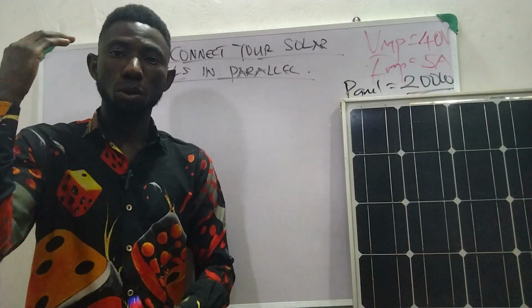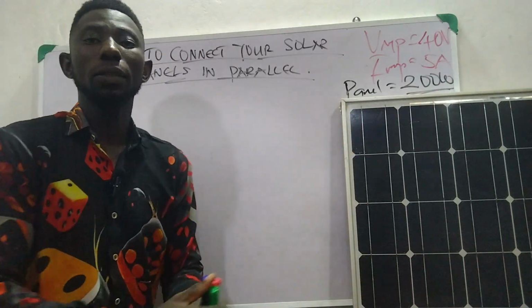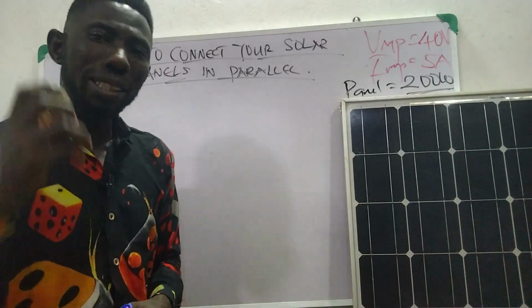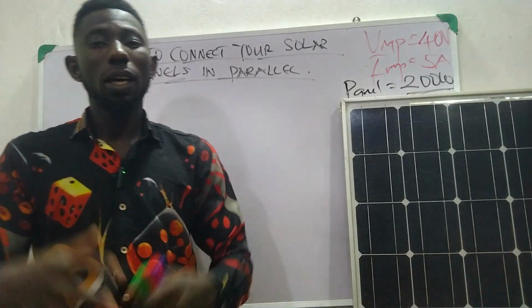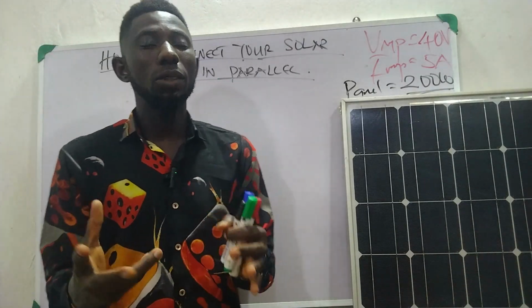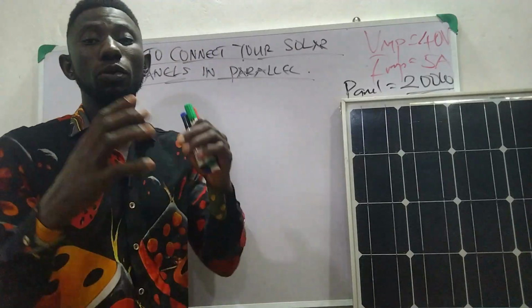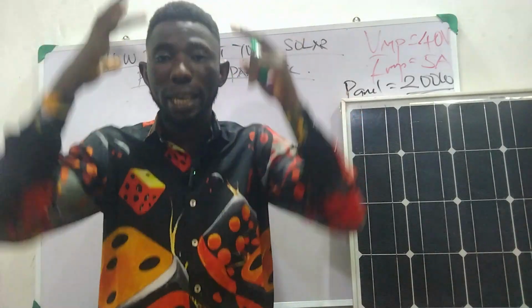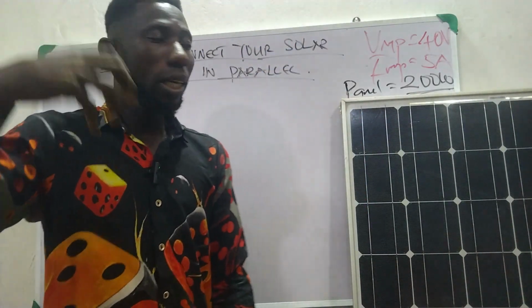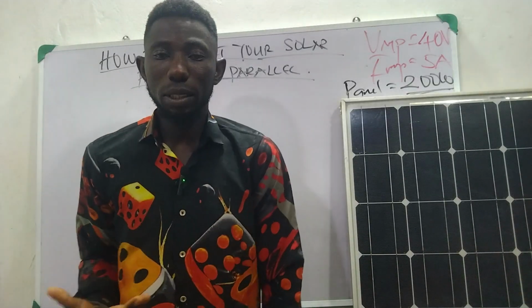How to connect your solar panels in parallel. So let's discuss parallel connection. What is parallel connection? Parallel connection is a connection that you do in a situation, in one type of solar system, that requires you to increase only your current, increase your amps. That is a current, right?